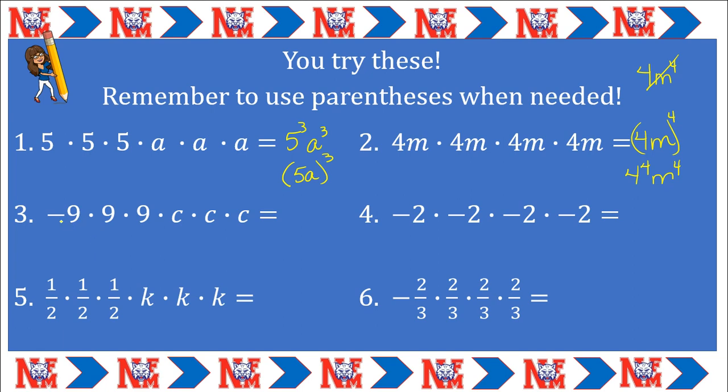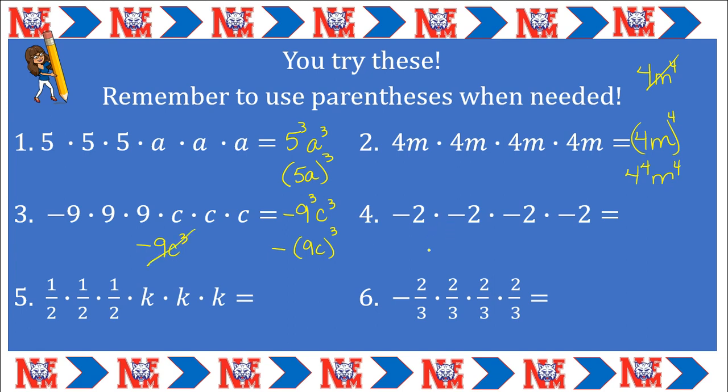Number 3, we have a negative that will not be included. Again, we have a couple of ways we can write this. We can say negative 9 to the third times c to the third, or negative (9c) to the third. What you can't do is say negative 9c to the third. You will either need to put the 3 here or use parentheses.